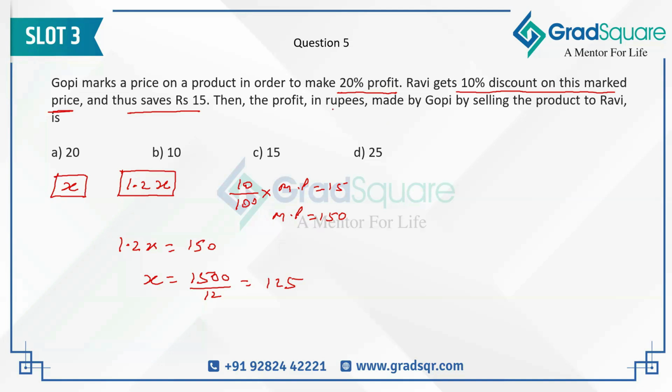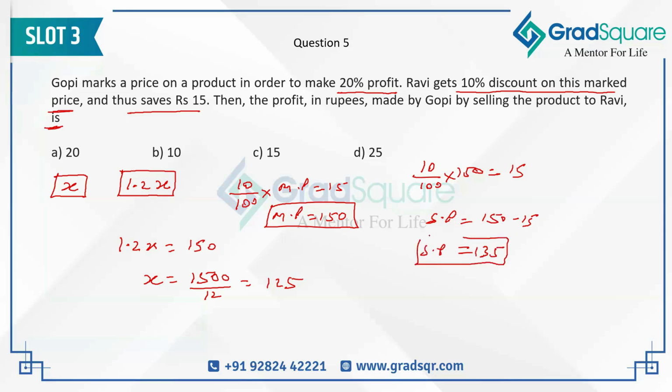And then the profit in rupees made by Gopi by selling the product to Ravi is how much? Ravi is getting a 10% discount on the mark price, right? So what is the 10% discount on the mark price? 10% of 150 turns out to be what? 15. So your selling price will turn out to be what? 150 minus 15, which is equal to what? 135. So your selling price should be 135.